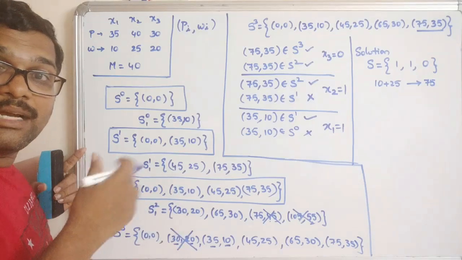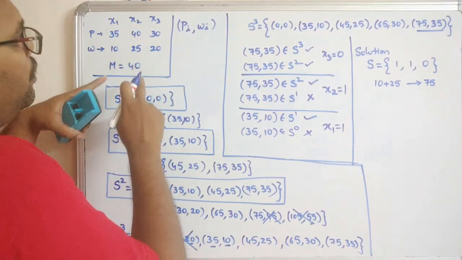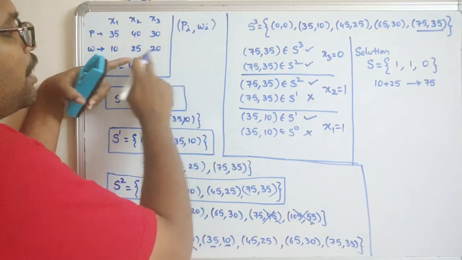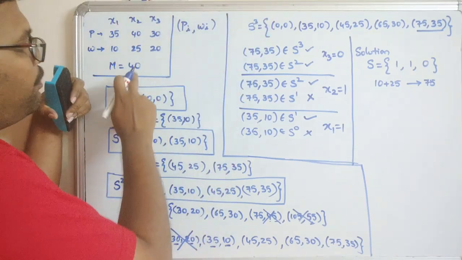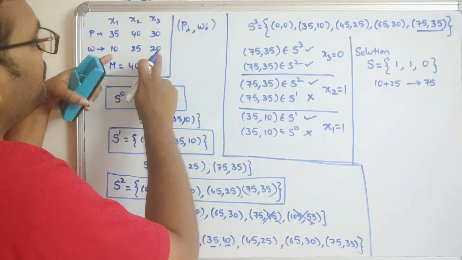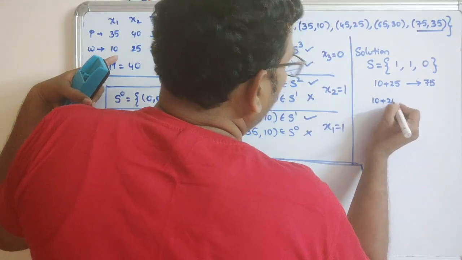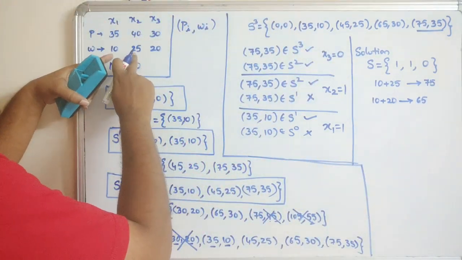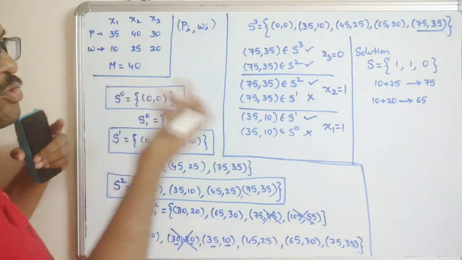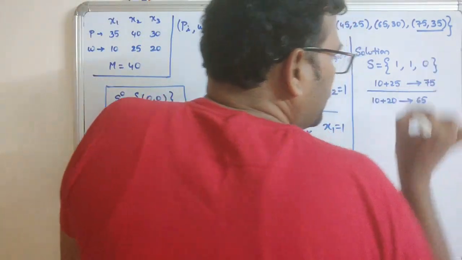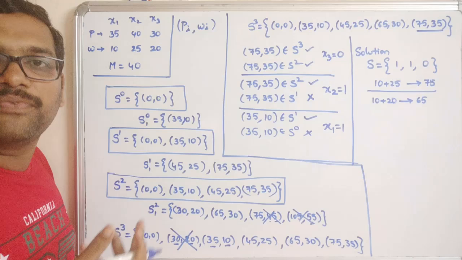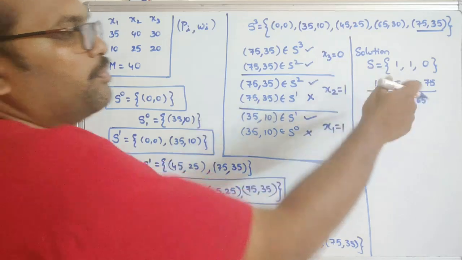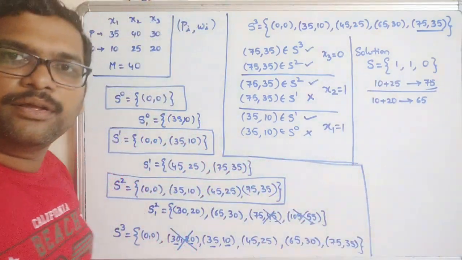Okay, so let us check more. If you move 25 and 20, that means second object and third object, we can't move because the weight goes beyond the maximum size, right? So we can go with x1 plus x3. So 10 plus 20, the profit will be 65. Okay, so there is no chance. So obviously with this move we can get more profit. That means moving the objects x1 and x2 into the sack will get a maximum profit, right?